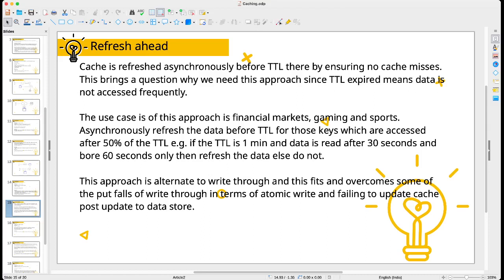Hi, this is part 3 of the tutorial series on scalability and solving some of the scalability problems using caching. In part 1, we looked into what a cache is and how caching solves some of the performance related issues. In part 2, we looked into two of the caching strategies.